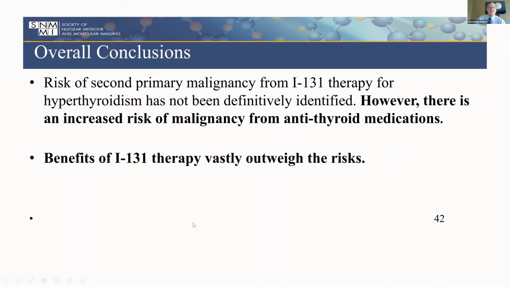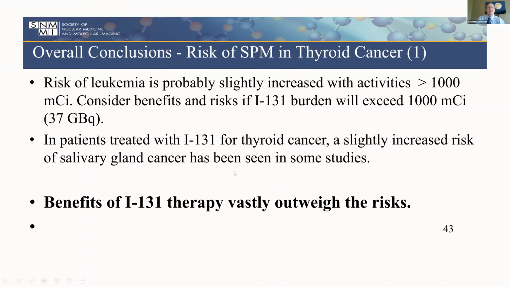And I want to emphasize that the benefits of I-131 therapy vastly outweigh the risks. This is for both hyperthyroidism and thyroid cancer. The risk of leukemia is probably slightly increased when the activity is greater than 1,000 millicuries, and therefore consider benefits and risks if the I-131 burden will exceed 1,000 millicuries, which is 37 gigabecquerels. There was another reference that said 600, but Nazaferi suggested 1,000. In patients treated with I-131 for thyroid cancer, there is a slightly increased risk of salivary gland cancer that has been seen in some studies, but these numbers are really small.